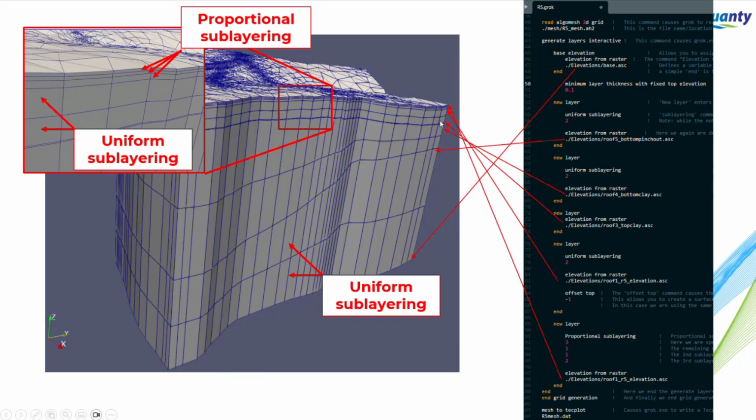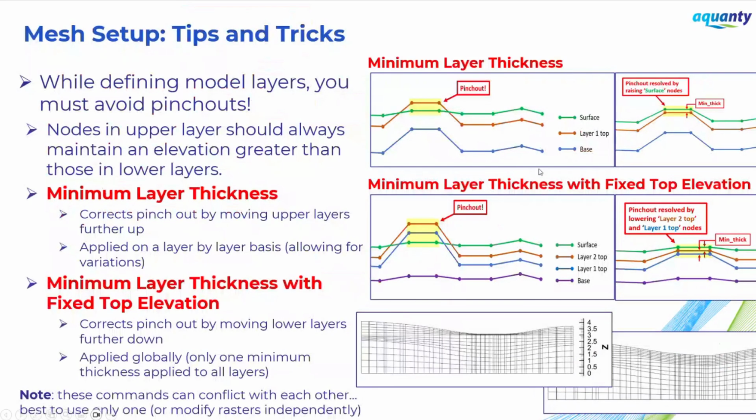Something else that's not quite apparent from this image is that there's a really thin layer, right where my mouse is hovering here. Somewhere in the interior, there's a clay lens. So it's not really a continuous geologic formation across the entire model area, but there is this clay lens that is going to be hydrologically important to the overall flow solution. So using the command minimum layer thickness with fixed top elevation here prevents rasters from pinching out.